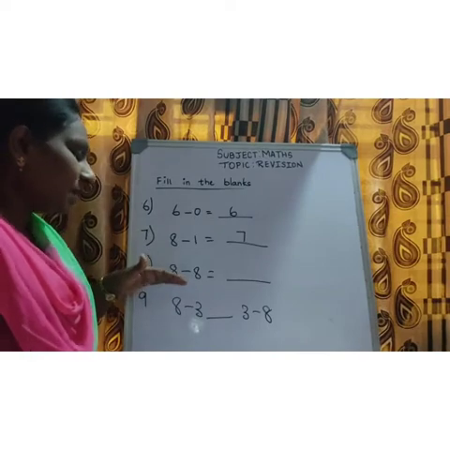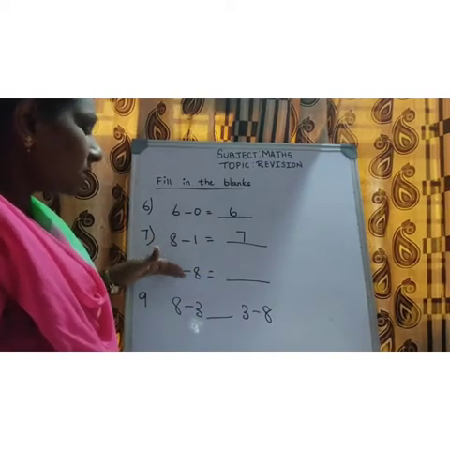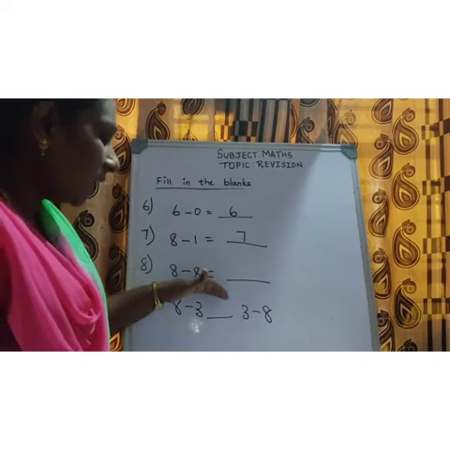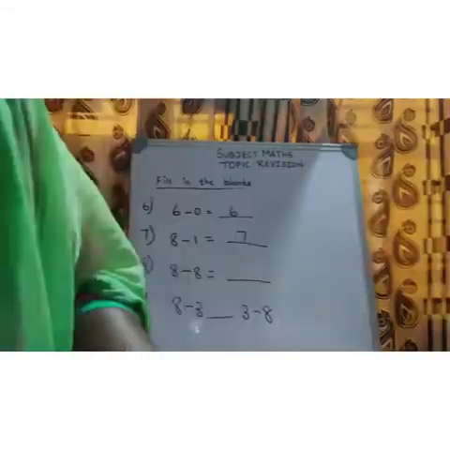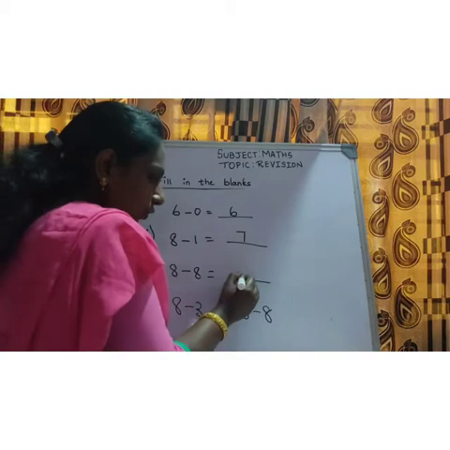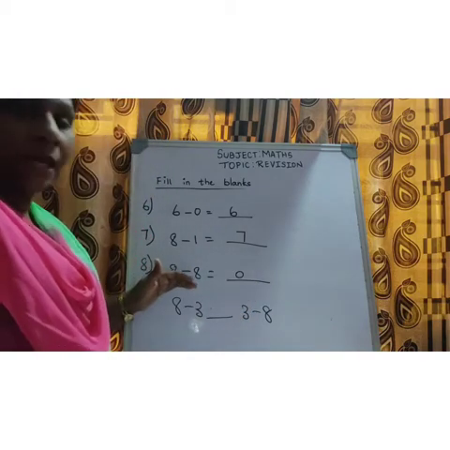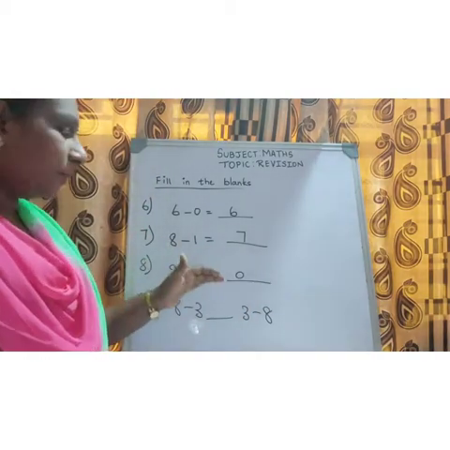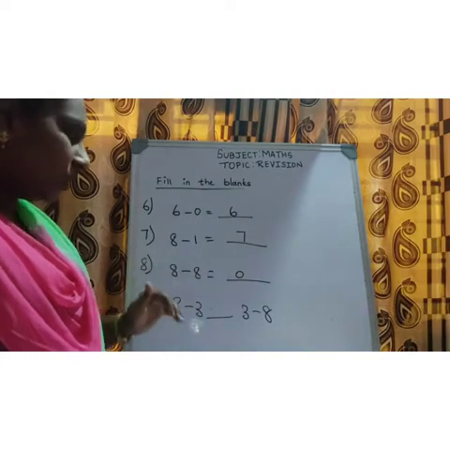The next one is 8 minus 8. When you subtract a number from the same number, what will be the answer? 8 minus 8 is equal to 0. When you subtract any number by the same number, you will get 0 as the answer.